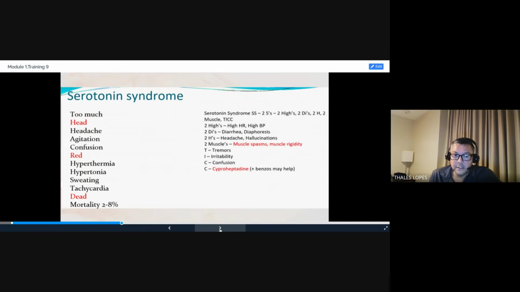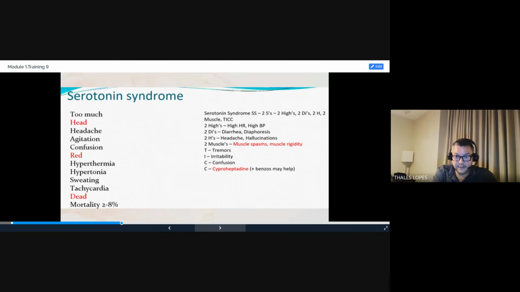So if they are combining two serotonergic medications, or they have an excess of serotonin for whatever reason, they may have serotonin syndrome. You can call it head, red, and dead, because mortality is really high, close to 10%. They will have excessive headaches, agitation, and confusion. The red, they may have hyperthermia, hypertonia, sweating, tachycardia, and eventually death.